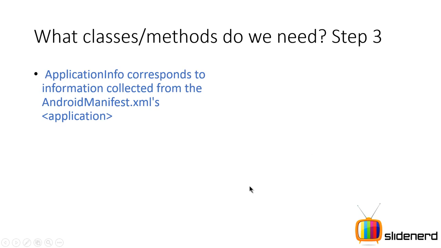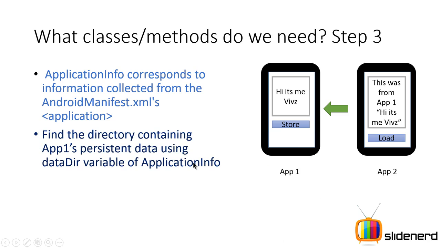The next step would be to use the application info object, which is actually information corresponding to your application tag from the manifest file of app 1. Remember, using the application info object that we got previously, we simply use the dataDir variable that gives us the location where app 1's files are stored. And once you have the location, it's very simple. Use the File class, link that location up, use a FileInputStream, open a connection, and so on. So these are the three steps that we are talking about.